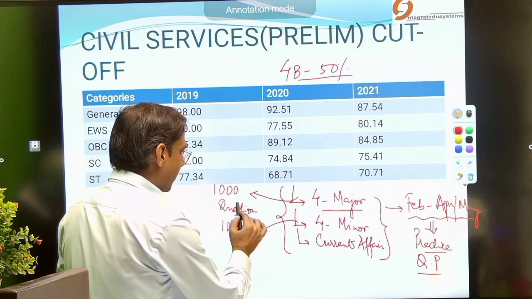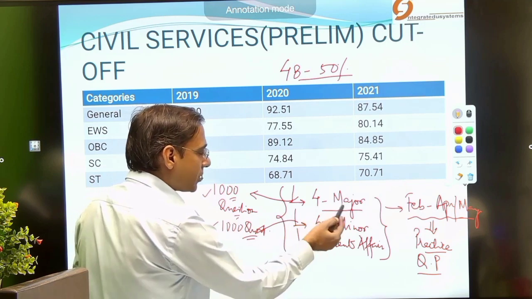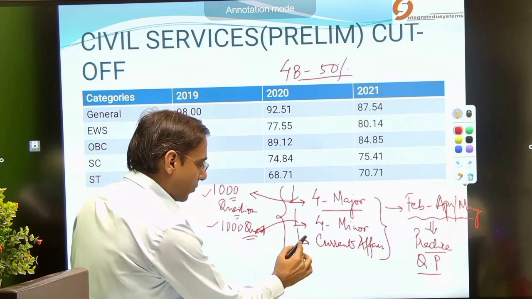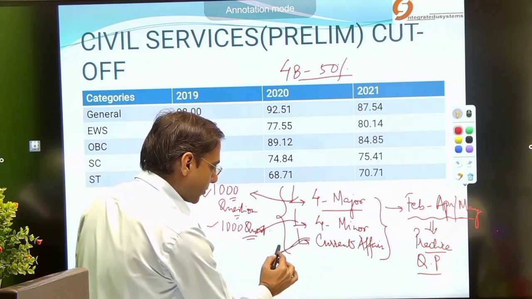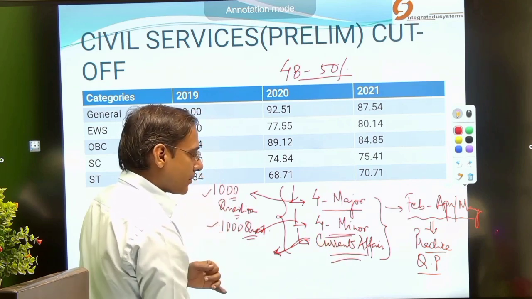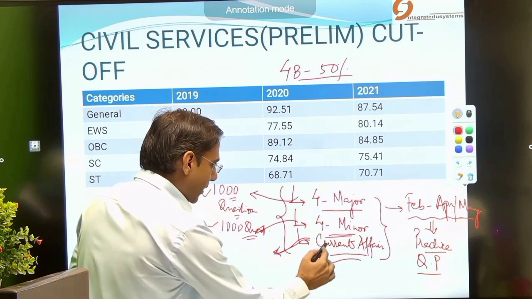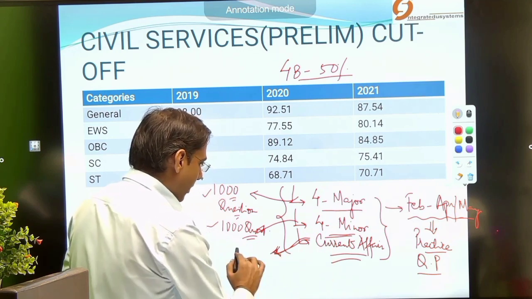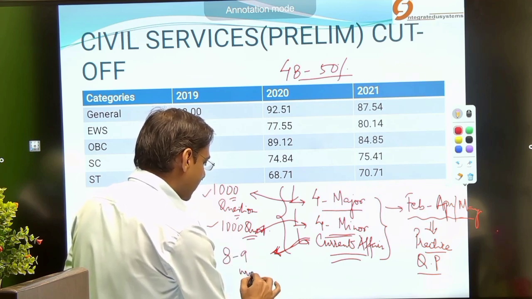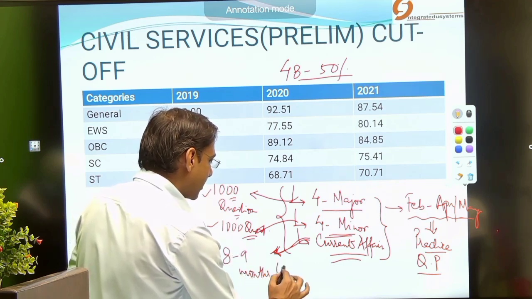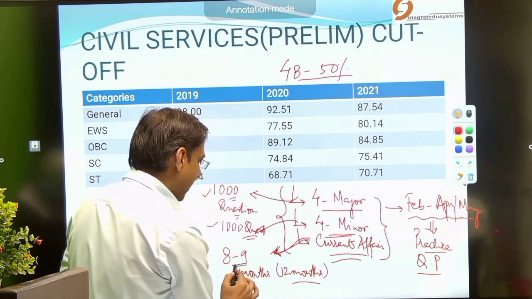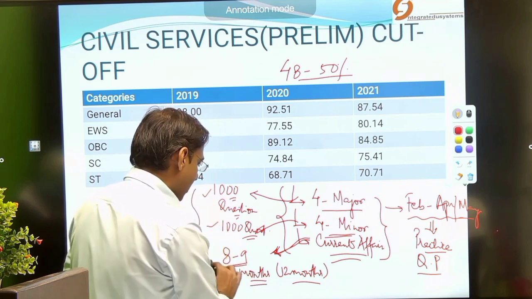You can preferably hit the previous year questions first, and then take one sheet of questions from the market, or join any coaching for the test series. And you have to cover at least 8 to 9 months of current affairs. Standard is 12 months, but at least you must cover 8 to 9 months of current affairs completely.